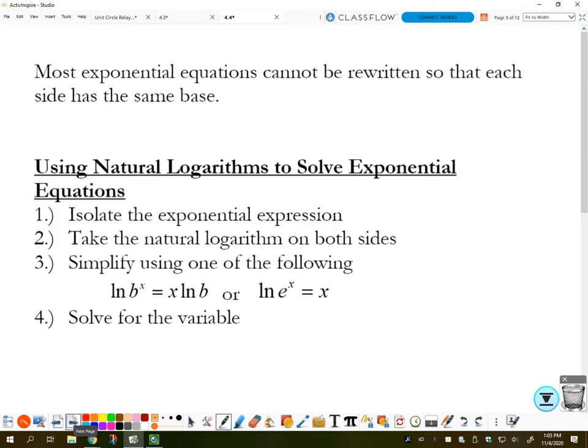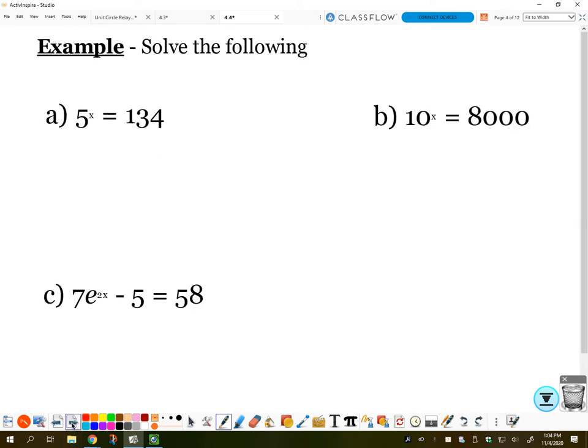Alright, unfortunately, we cannot always make the bases match. So our way to solve in that case is to use natural logs or common logs. It doesn't matter which one. This book likes to use the natural log to solve your equation. So you're going to isolate the exponential expression, so get the exponential thing by itself, take the natural log of both sides, and then simplify from there and solve. So we'll work one.